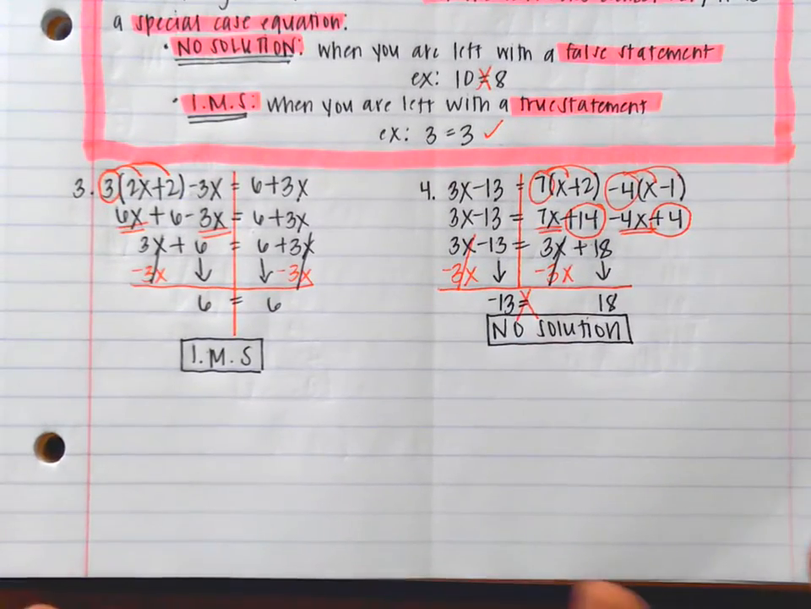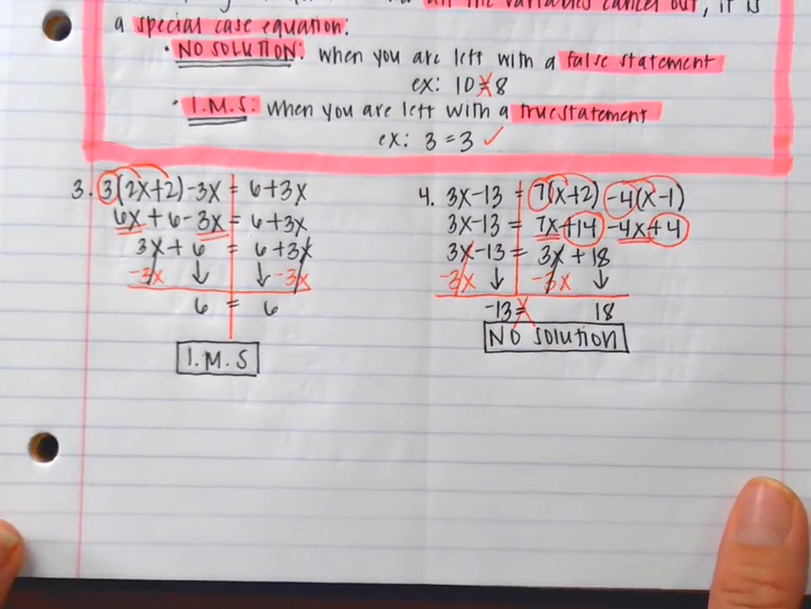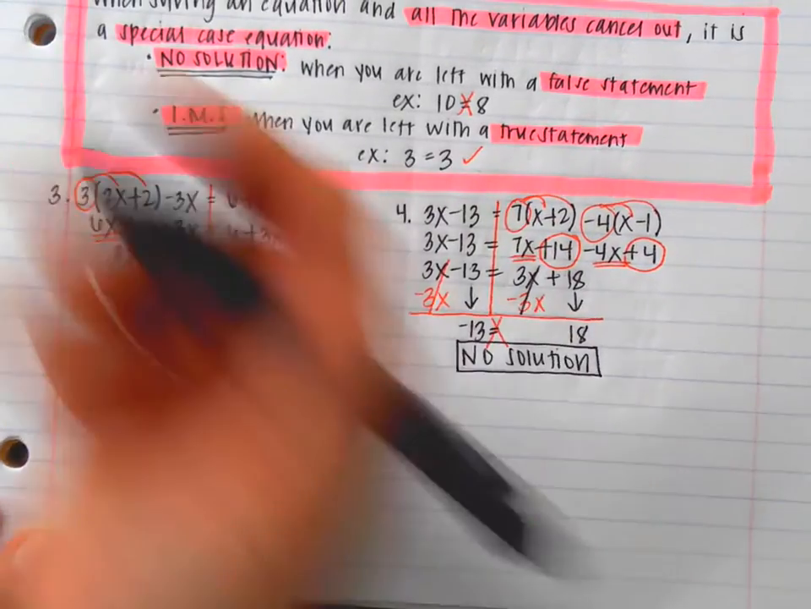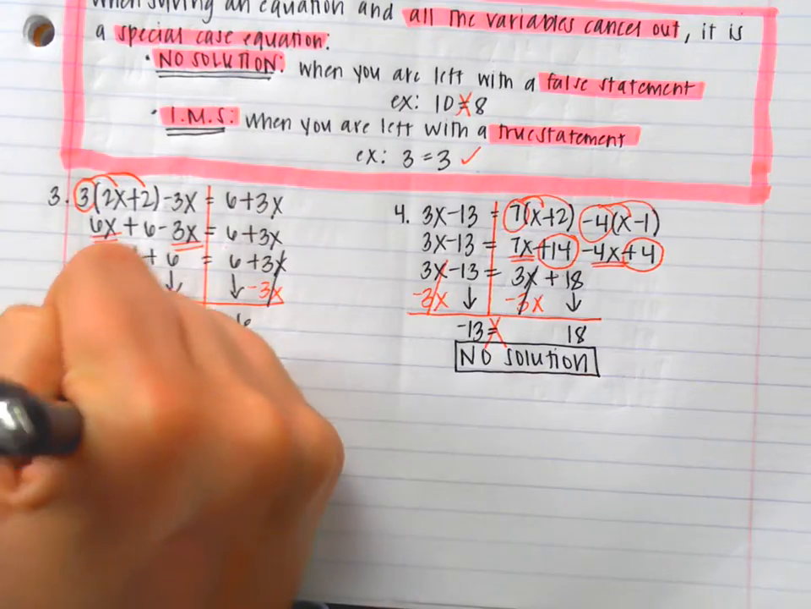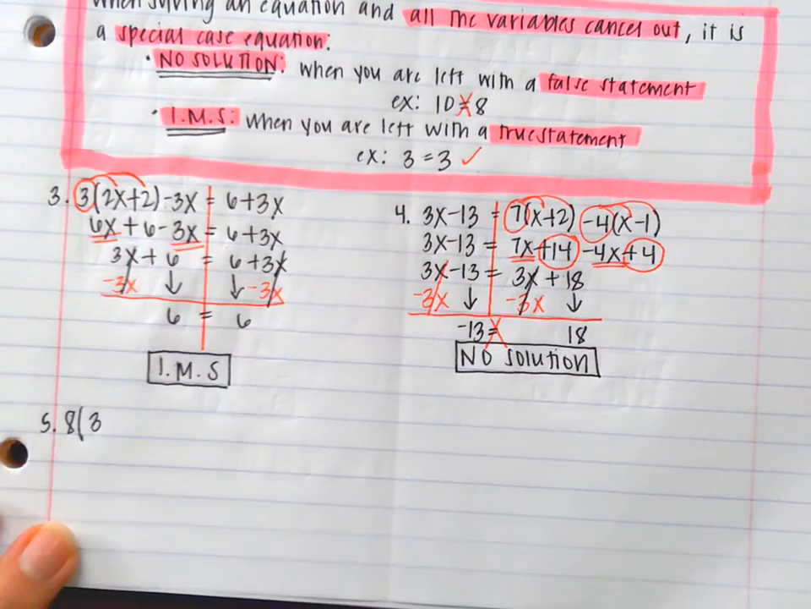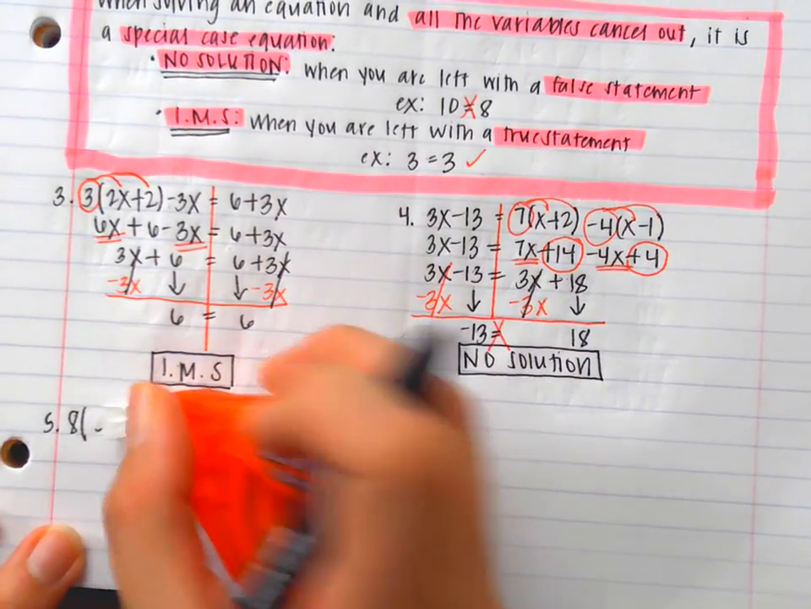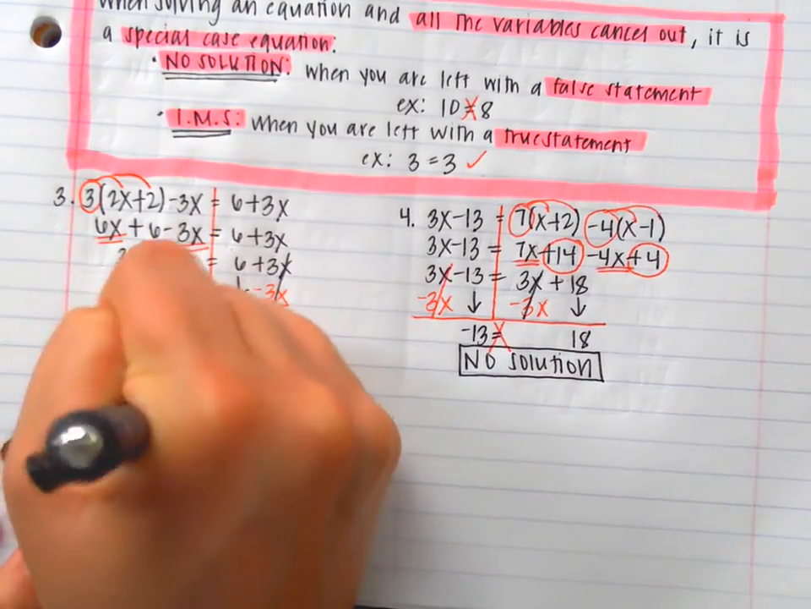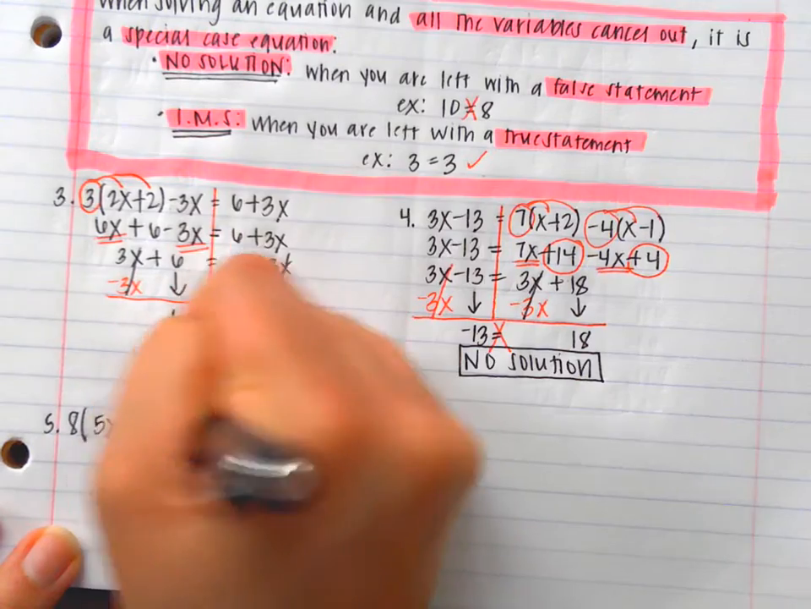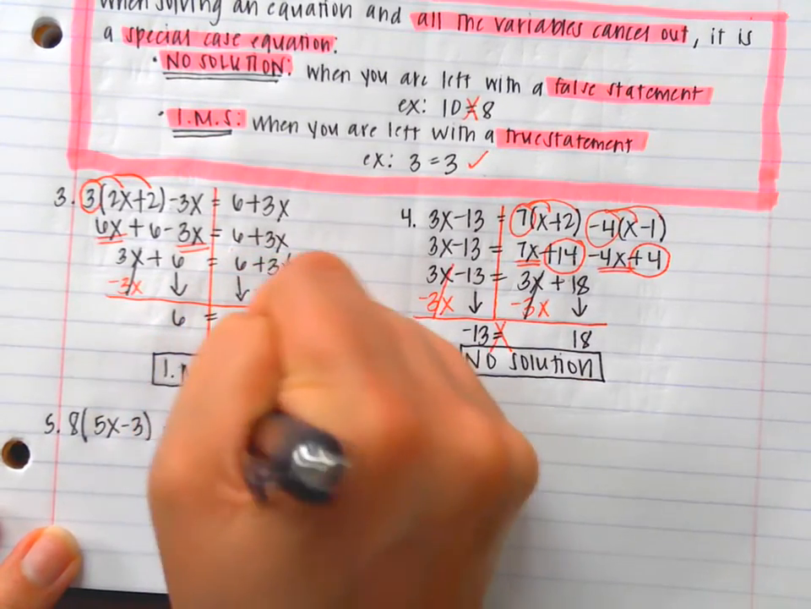Okay, let's do one more and then we will be done for today. Okay, so number 5, we are going to do 8 times 5x minus 3 equals 6 times negative 3x minus 4.